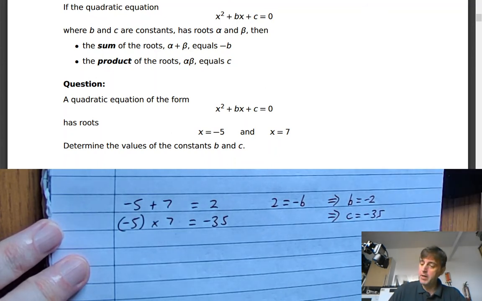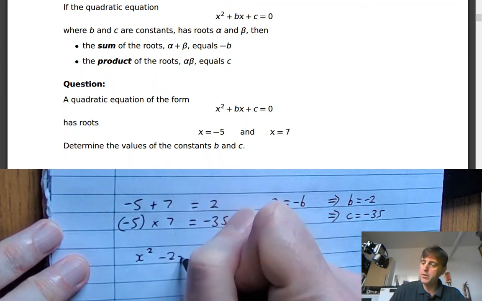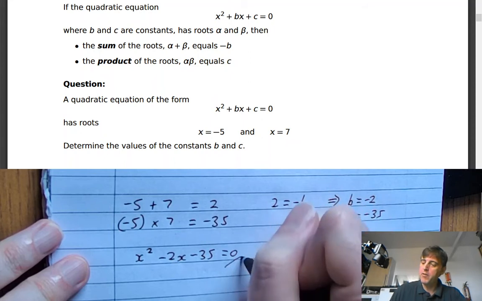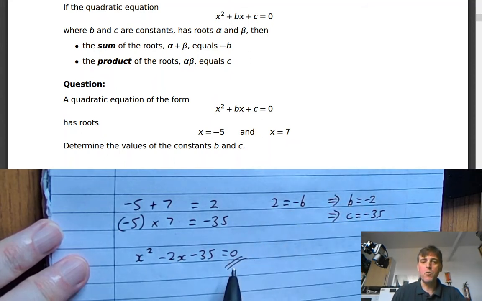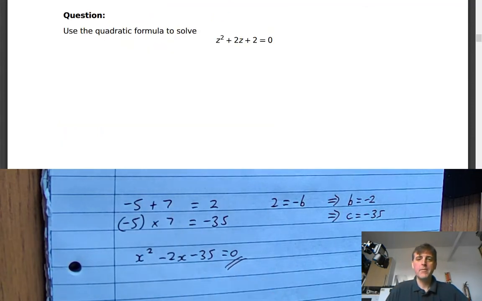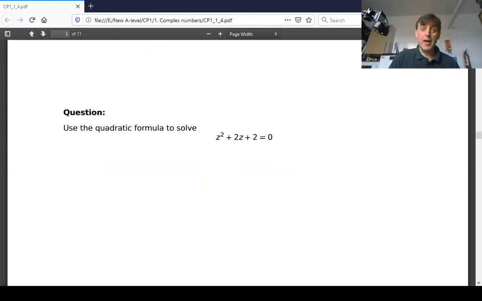And if we wanted to write down the equation, it would be x squared minus 2x minus 35 equals 0. There's a quadratic equation with roots negative 5 and 7. So please do remember that fact about the sum of the roots and the product of the roots of a quadratic equation, because it's going to come in useful later.